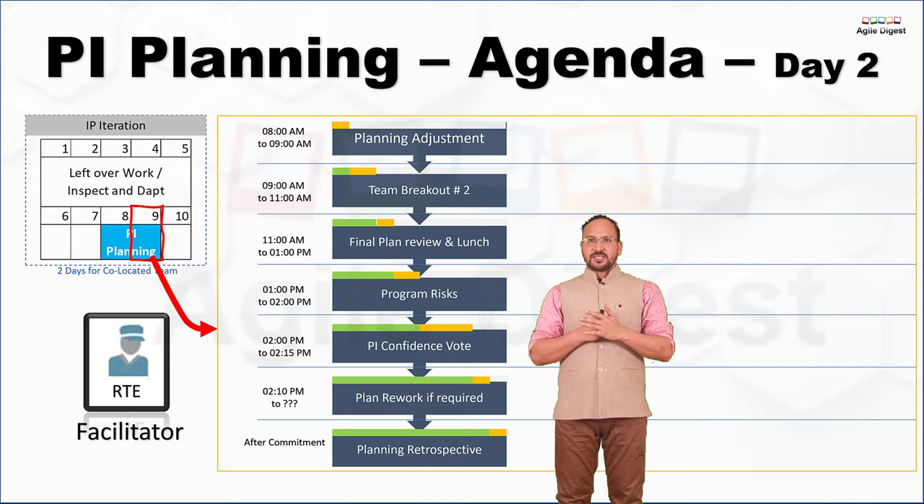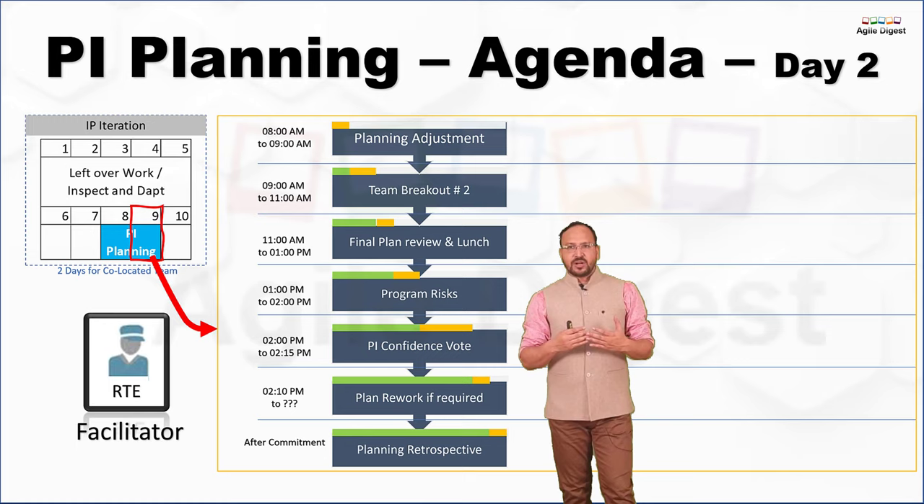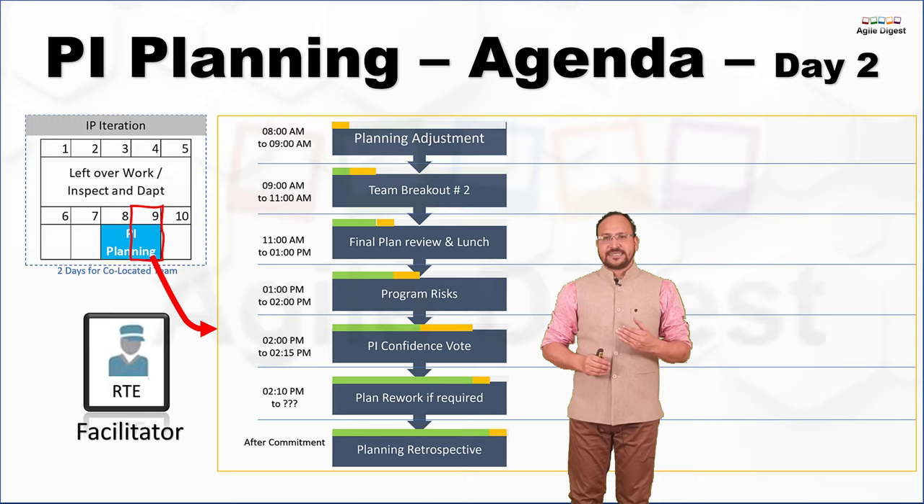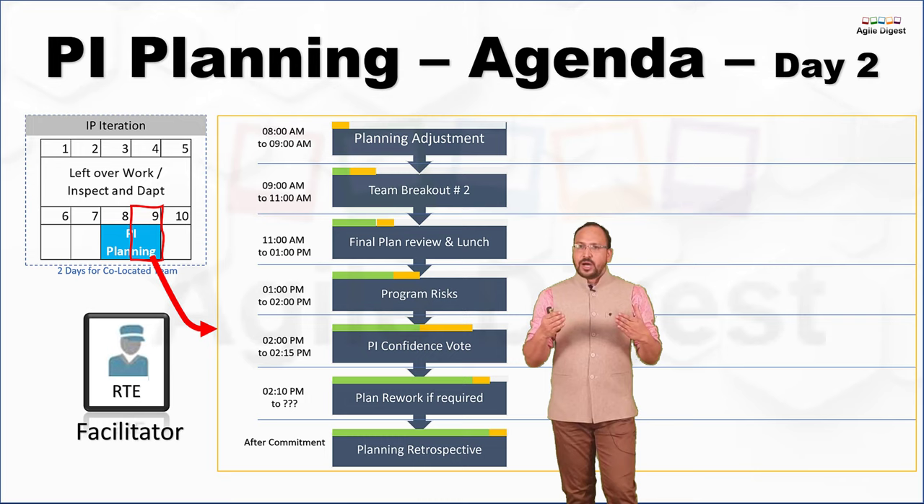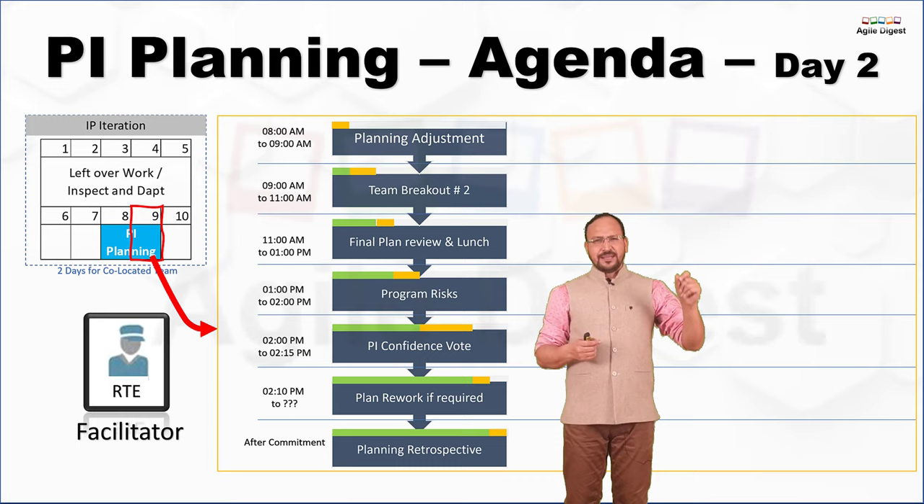Final plan review and launch, then we do a program risk, then we have a PI confidence vote, then we plan rework if required, and then the planning retrospective. So the second last step, plan rework if required, I don't know how much rework is needed. So we'll keep it open, we'll start it somewhere around 2 p.m. maybe, 2:30 p.m. will be, I think, the right one. I typed it wrong. But from there, it will be starting.